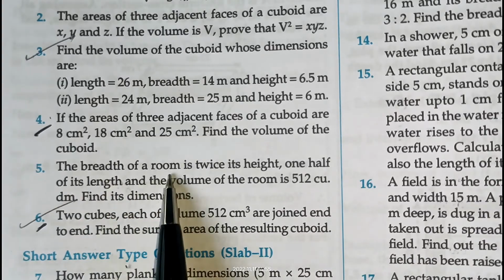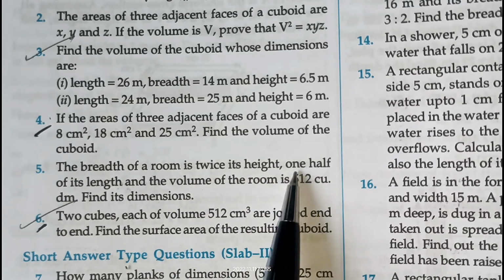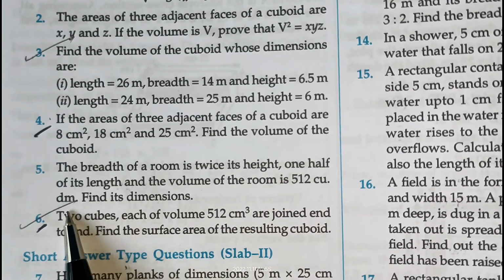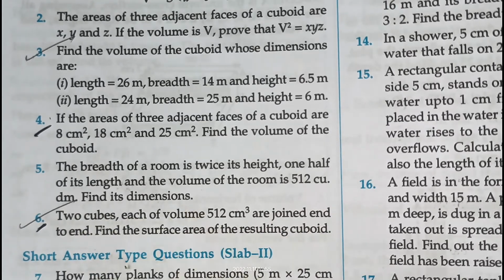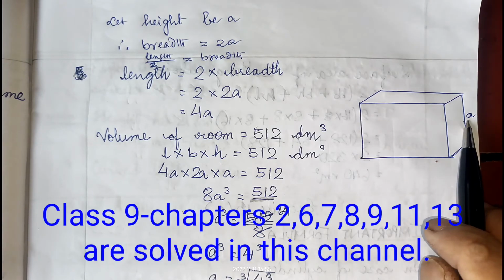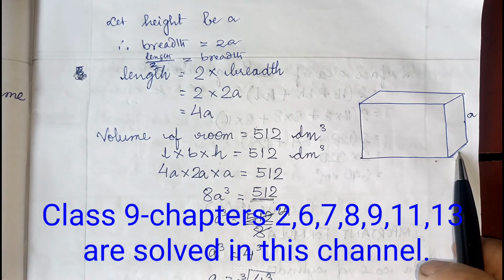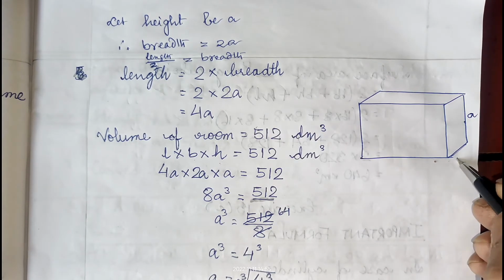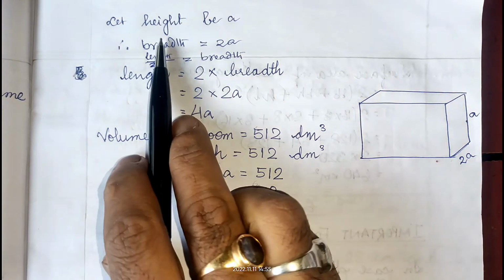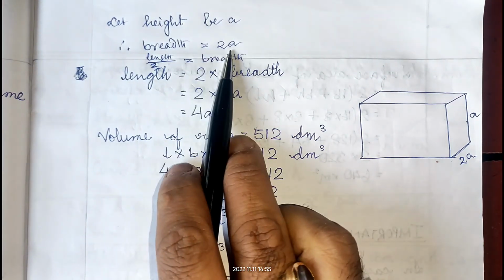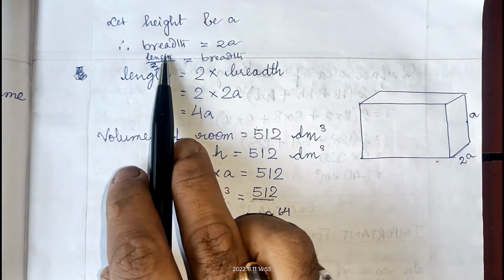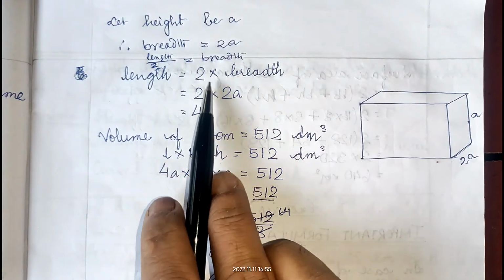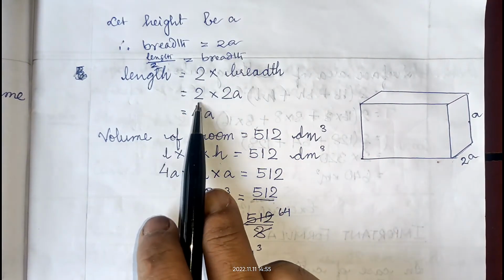Question number 5. The breadth of a room is twice its height and 1/2 of its length, and the volume of the room is 512 cubic decimeter. Find its dimensions. Suppose this is the cuboid where height is A. Now as given in the question, the breadth of a room is twice its height. Since height is A, breadth will be twice A. We can write here, let height be A and breadth is twice A, and 1/2 of its length. So length divided by 2 is given breadth. So length will be twice its breadth, breadth is twice A, so length will be 2 into twice A, that is 4A.